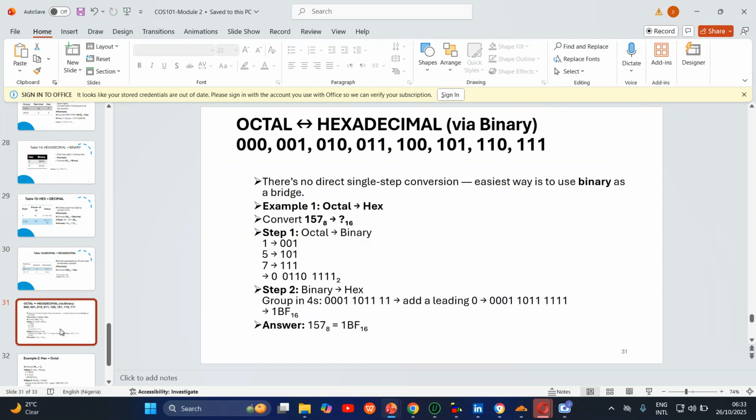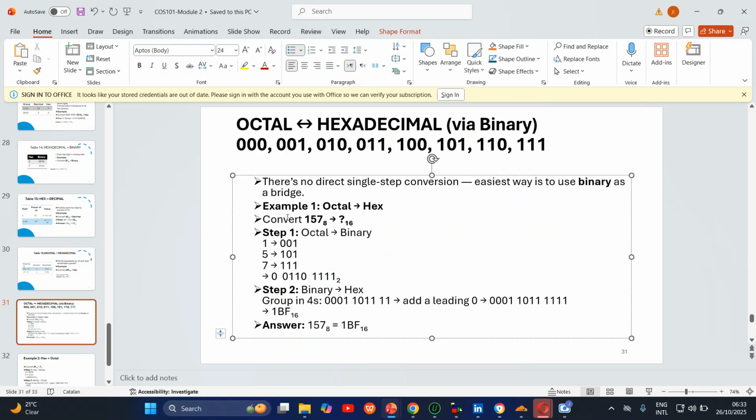Now let's look at the next one. So let's look at octal to hexadecimal. Octal to hexadecimal has two steps: we have to convert to binary first and then binary to hexadecimal. Now, you're given this: convert 157 base 8 to hexadecimal.